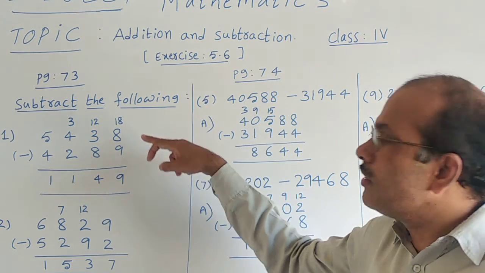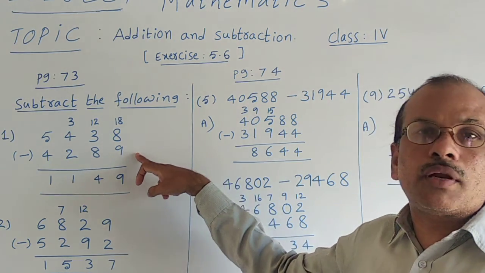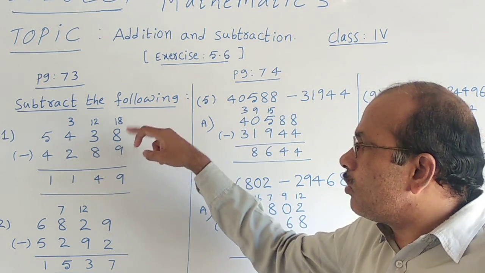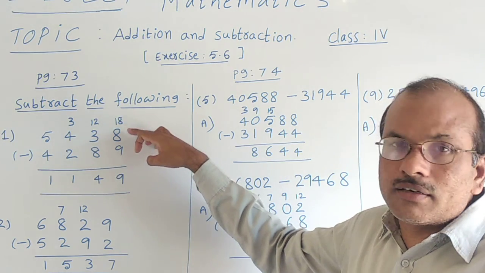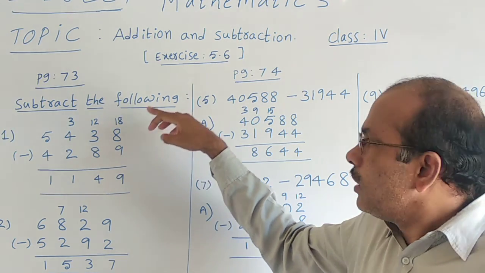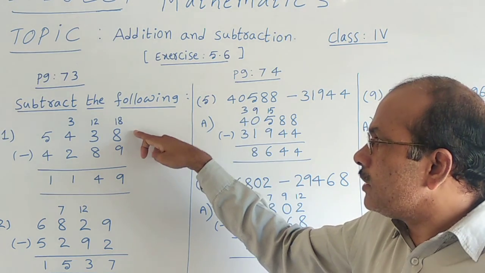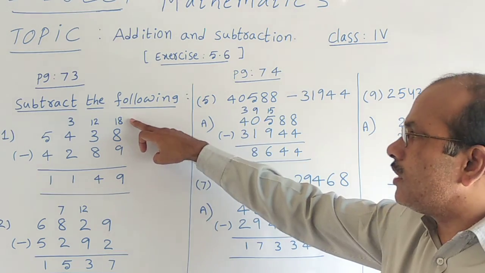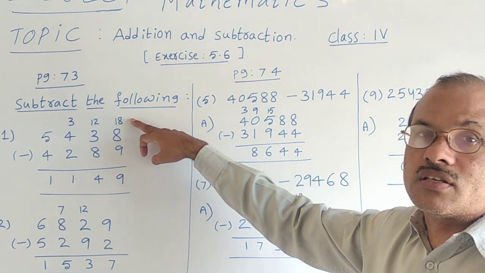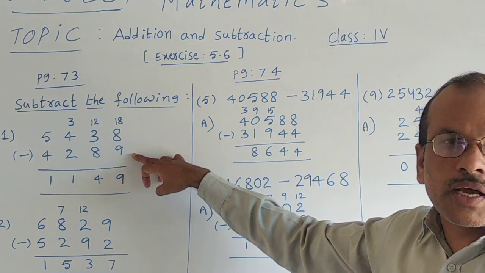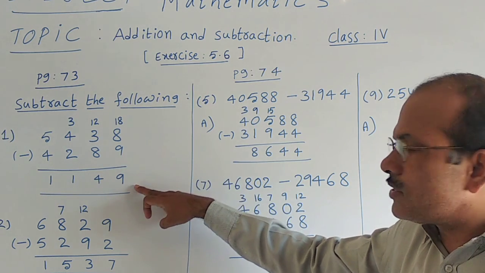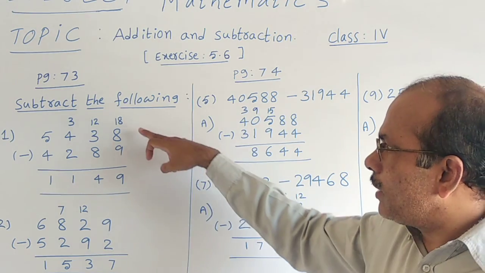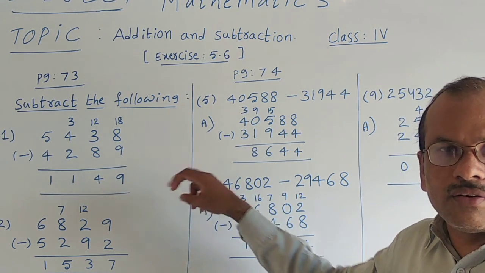Once again I am saying, from 8 we cannot subtract 9 because 9 is bigger, so we have to take a borrow. When the borrow is taken, it comes as a 10. The 10 newly borrowed and 8 already with us, 10 and 8 addition gives you 18. Now we have 18 with us. From 18, if we subtract 9, you will get the answer 9. Am I correct? So 18 minus 9 gives you 9, friends.